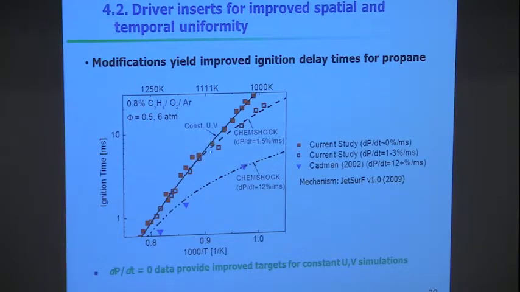So the first clue was we were getting much different data than Cadman. And we realized what's going on, and we tried to fix the problem. So that's the state of the art for shock tube studies. Nowadays, the good papers in the literature report their dP/dt so the modelers can take it into account. For example, using something like.